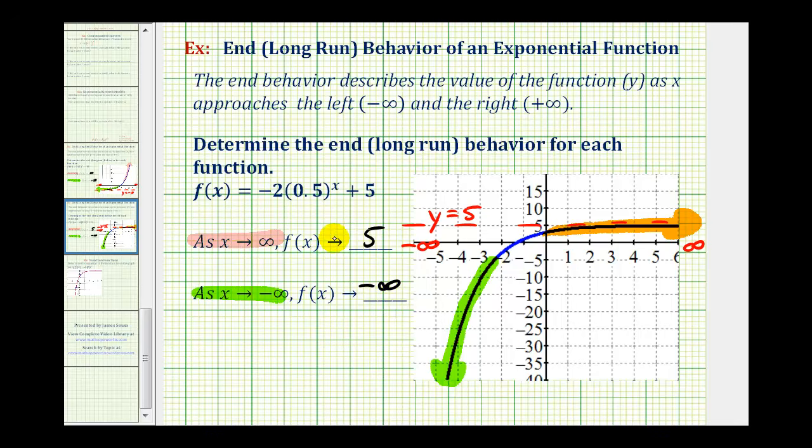So whenever in doubt about end behavior or long-run behavior, I always recommend analyzing the graph to be sure of the behavior. I hope you found this helpful.